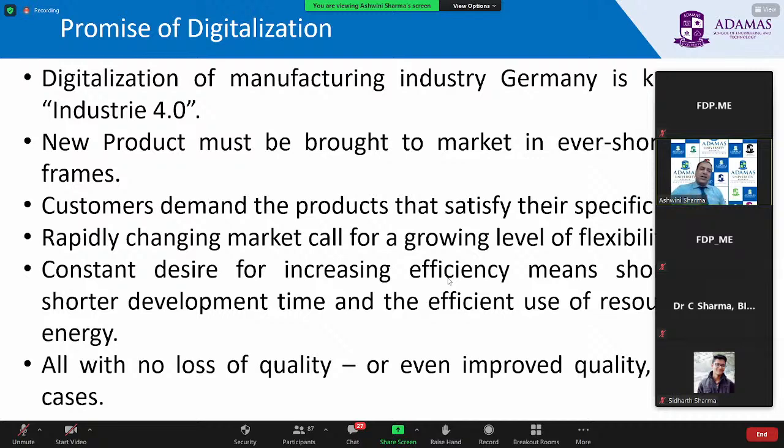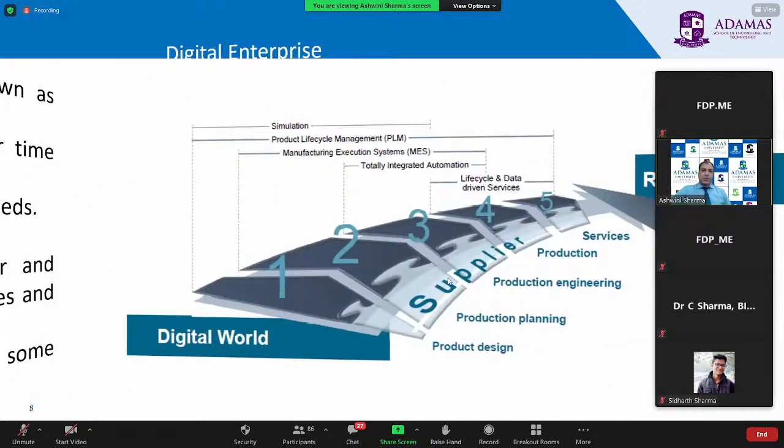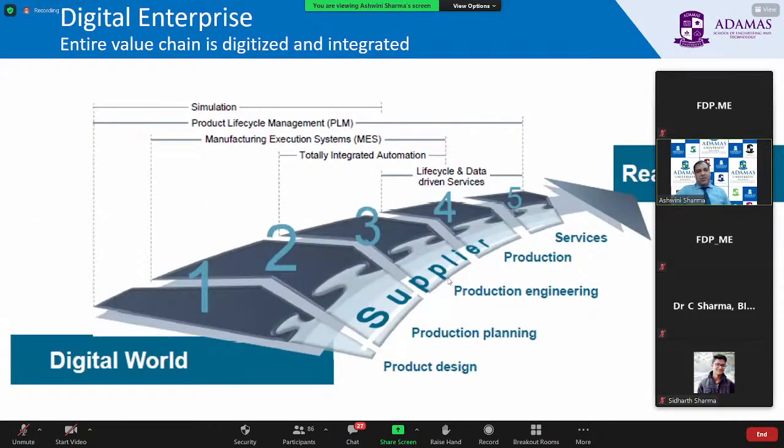So if this is the kind of scenario of the market, which every one of us knows is going on, how to cater to this kind of requirement? And that is the promise of digitalization, where there is an increase in efficiency, forecasting accuracy and specific need customization, and there are a number of other tools which are available to design the product in a very efficient way. Fine. So let's see what the digital enterprise looks like.